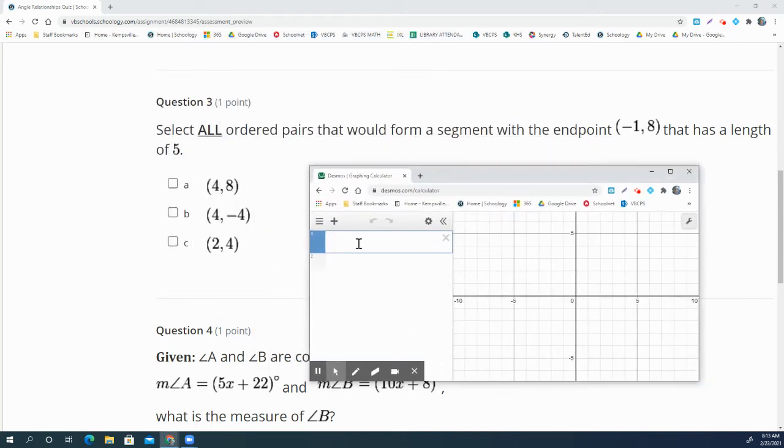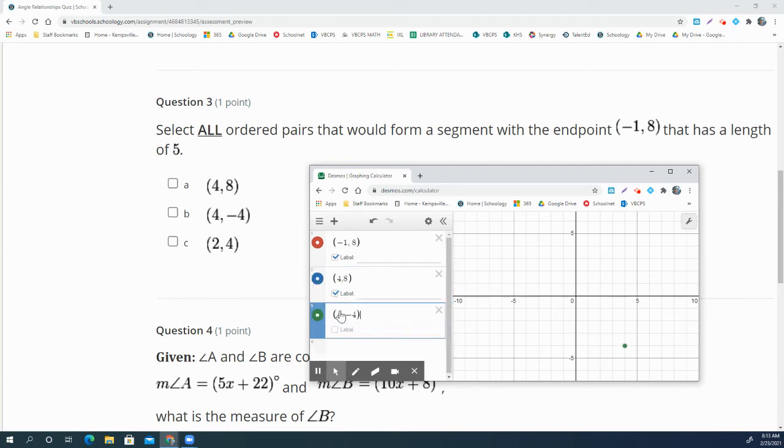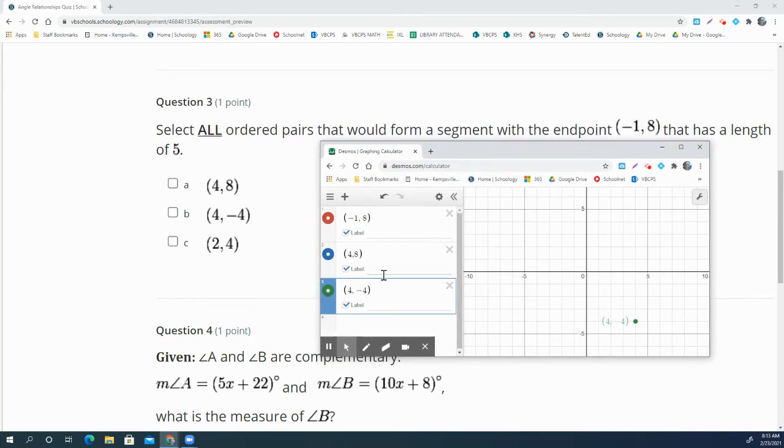And I would plot all of those points. -1, 8. And I would label it. And then I would do 4, 8. And I would label it. And then I would do 4, -4. And I would still label it. And then we've got one more, right? 2, 4. And I would label it.